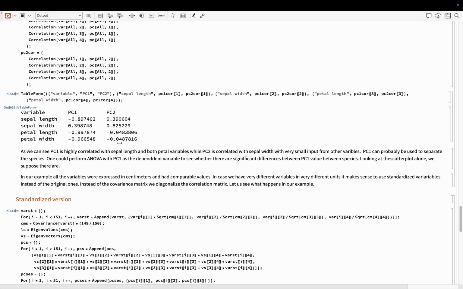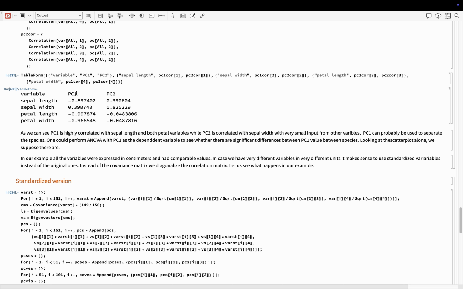The second principal component is about sepals and not petals, because the correlation between petal length and petal width is very small. The correlation between sepal length and sepal width is bigger, and the biggest is with the sepal width. So we could either think of the first component as saying something about petals and the second saying something about sepals, or think of the first component as saying something about the overall size of the flower, and the second principal component as saying something about sepals.